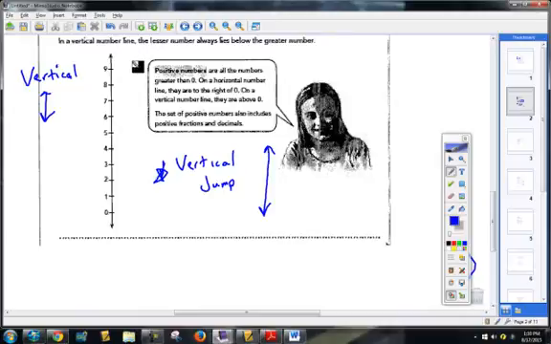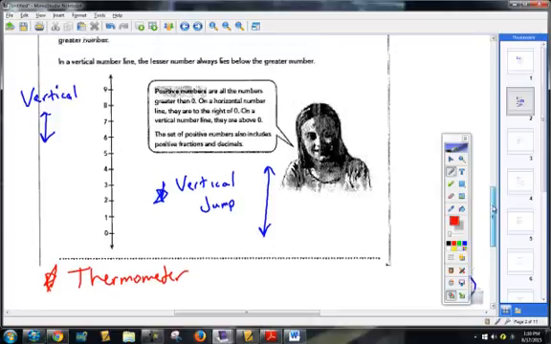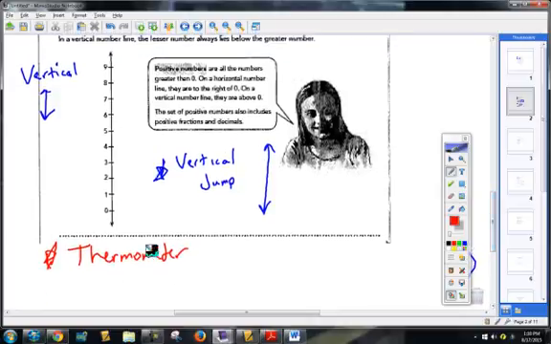Vertical number lines are the ones that can get a little bit more tricky. The big thing I want you to remember when you're thinking about a vertical number line is a thermometer. Now, many of you may not even look at a thermometer very often anymore because of our phones, and we have all these weather apps that just give you the temperature, so there's no point in having a thermometer.